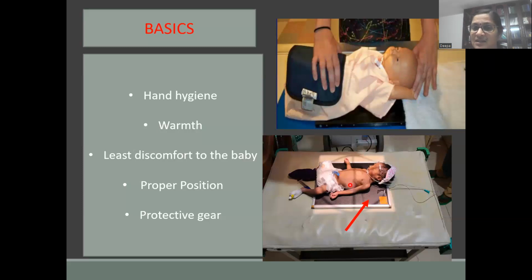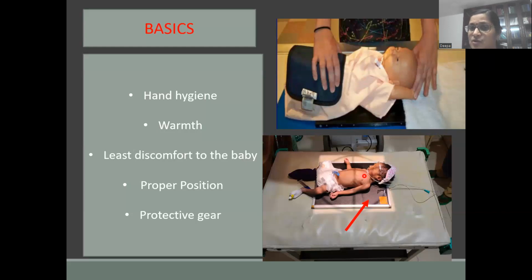And as you can see in the second picture, the baby is directly placed on the cassette, which is strongly discouraged, because this can lead on to hypothermia. So you should have a warm clean cloth over the cassette, and the baby should never be placed directly on the cassette. So these are two common mistakes which we make while positioning the baby for X-rays.